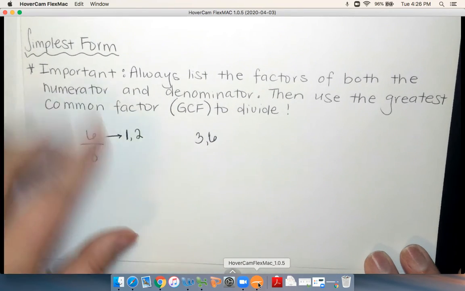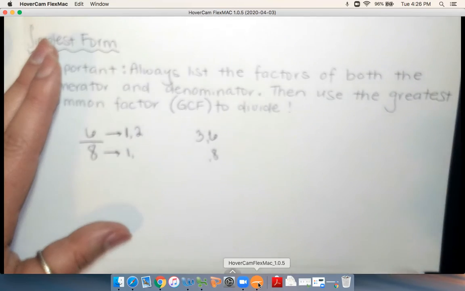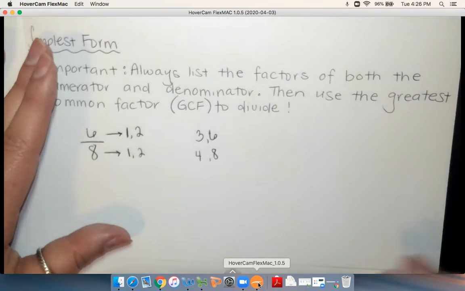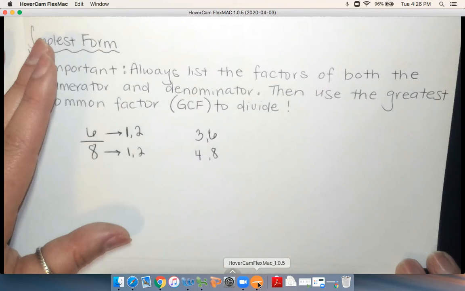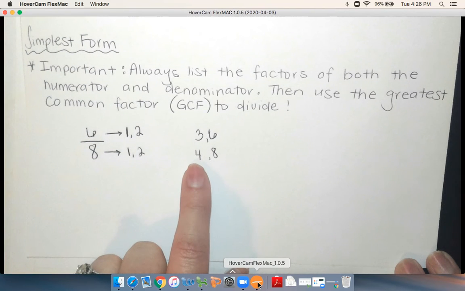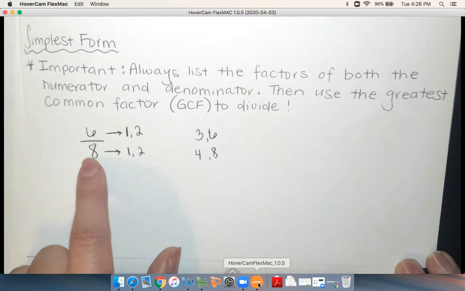Okay, now with 8, I'm going to do the same thing. I'm going to start with 1, because 1 times 8 is 8. Now I'm going to think, 2 times what is 8? 2 times 4 is 8. Is there a 3 times? Nope. 4 times I already have. Anything 5 times something gets 8? No. 6? No. 7? No. And I already have 8. And that's as big as it's going to get, is the number itself.